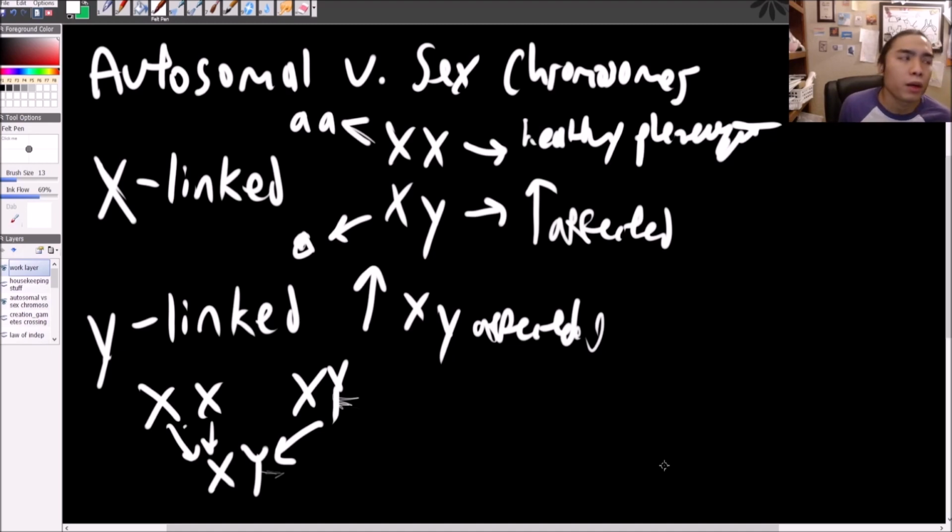Let me think. Y-linked. Cool. It doesn't really exist for Y-linked dominant or Y-linked recessive, because if you just have one Y, you have it either way. There's nothing to compare it to.